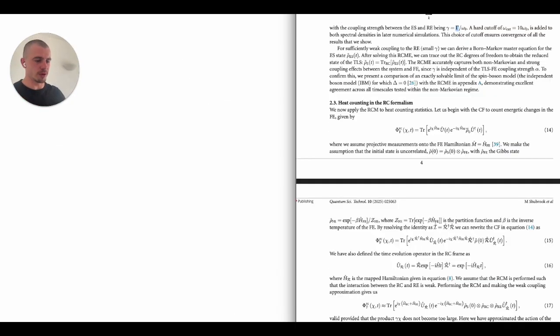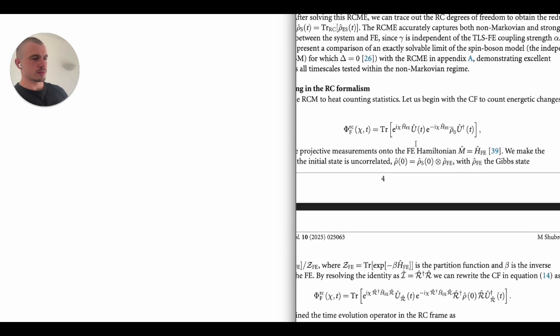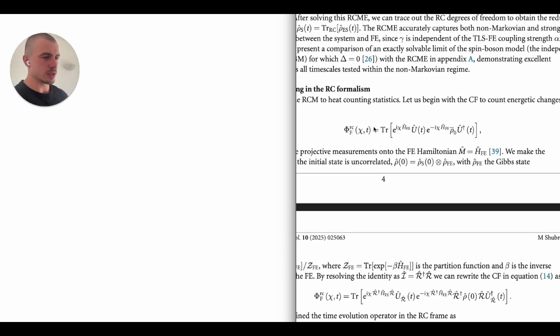Okay, so now we've got the prerequisites of the two-point measurement protocol and the reaction coordinate mapping out of the way, we now morph the two together, and this is the main result of the work done in this paper here. So we start off with an expression for the characteristic function when we are trying to calculate the amount of heat transferred between the two-level system and the full environment.